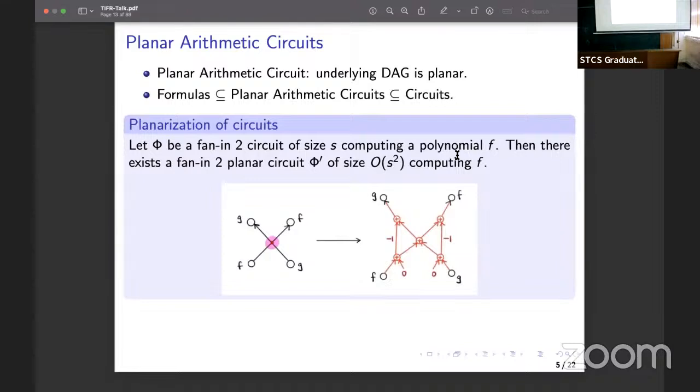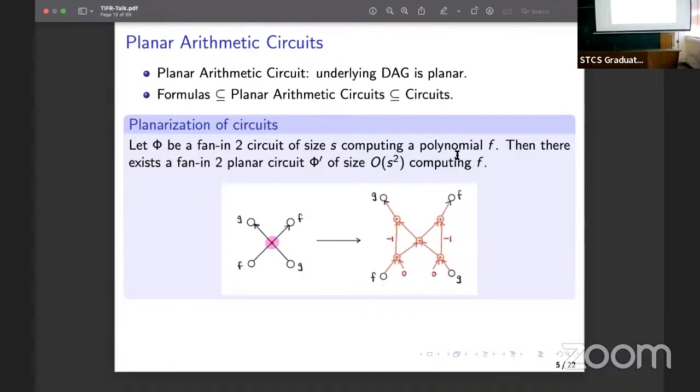If you are given a fan 2 circuit, something like this, which has size S and computes a polynomial f. This is an example of a planar circuit, computing the polynomial x1 to the n plus x2 to the n plus xn. There are no edge crossings here. So given a circuit, can you planarize it? Can you construct an equivalent circuit, I mean another circuit that computes the same polynomial but is planar? This can be done with quadratic blow-up in size.